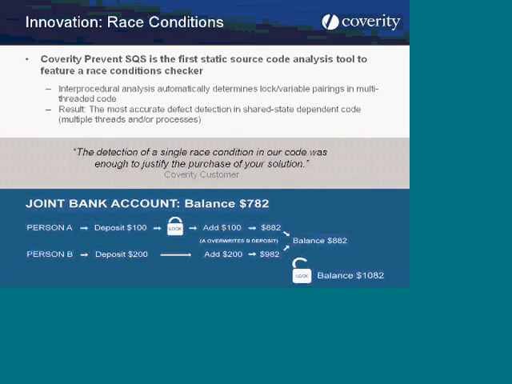As you can see from the quote here, one of our customers felt that the ability to detect just a single race condition was enough to warrant purchasing Coverity. At the bottom of the slide is a simplified version of how a race condition defect can occur.